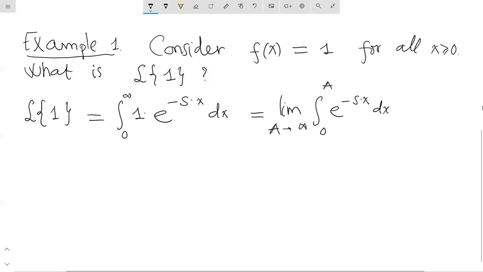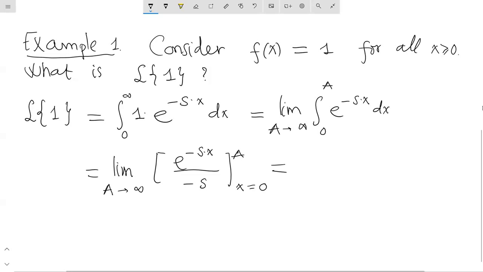For the integral here, we can use an antiderivative, keeping in mind we always have the limit in front. An antiderivative of e to the minus s times x, the variable is x, so we get e to the minus s times x divided by minus s. We evaluate x going from 0 to A. Here we're assuming that s is different from 0, so we can find an antiderivative like this.